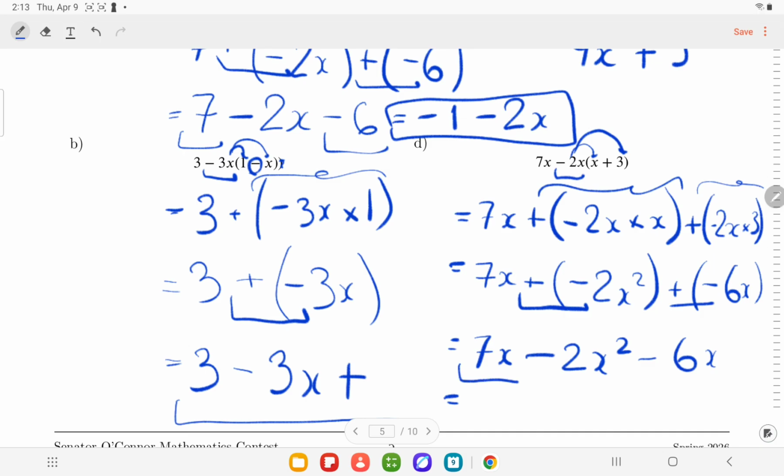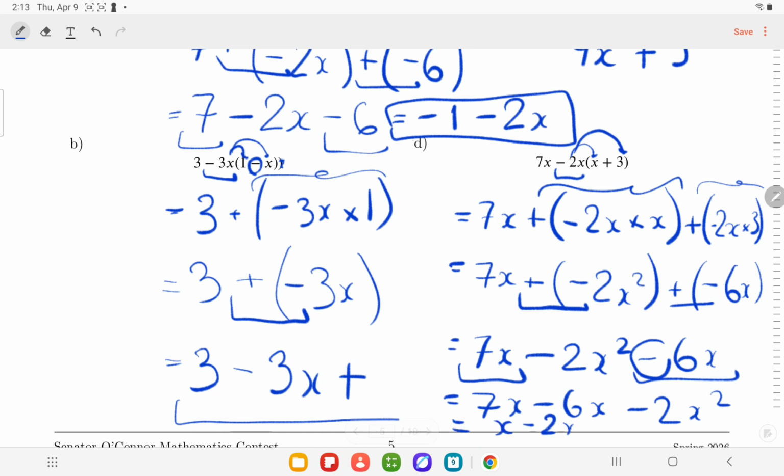And 7x and 6x are like terms, so we can write them together like this. Make sure you bring this negative along too. And so our final answer will be x minus 2x squared.